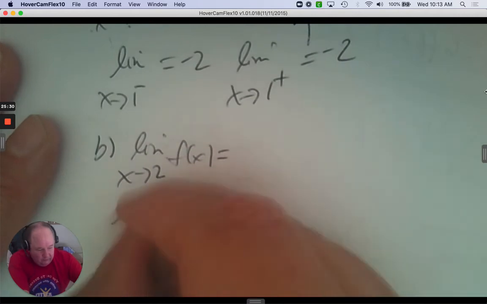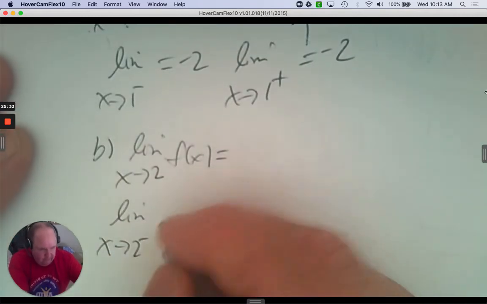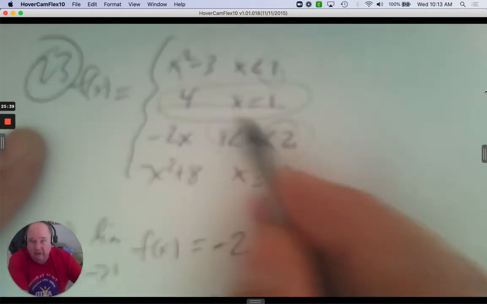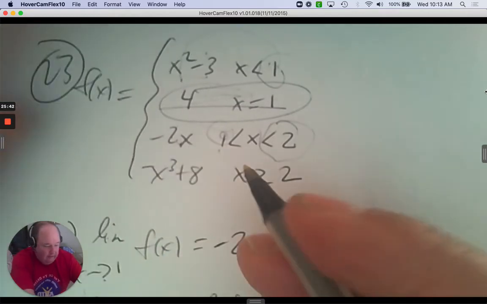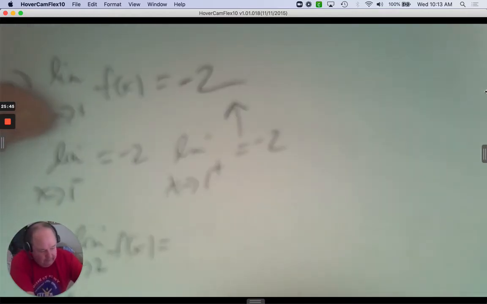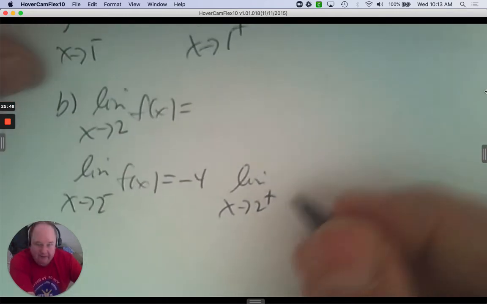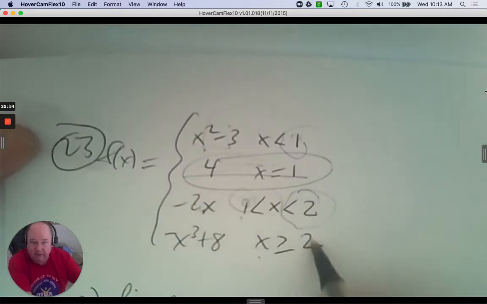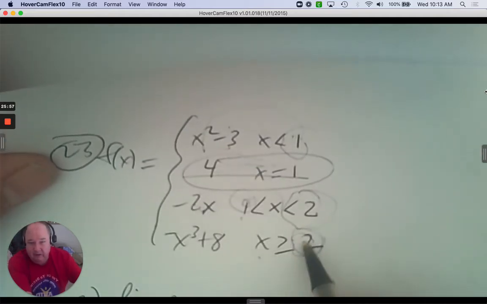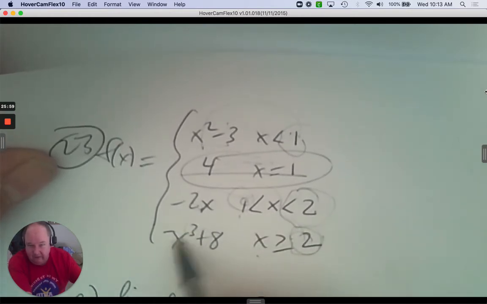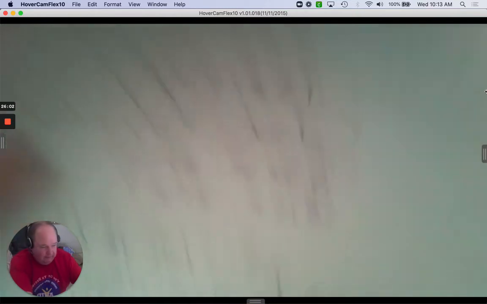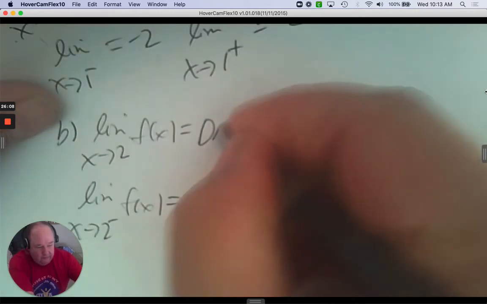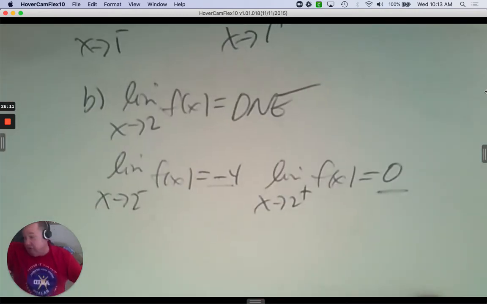So for this limit to exist, we have to look at the limit from the left. What's the left for 2? That's this piece right here. This is the left. So plug in 2. Negative 2 times 2 is negative 4. Now plug in the limit as it approaches from the right side. Where do I substitute in for the right side? That's here, the bottom piece. So plug 2 in. Now 2 cubed is 8, so it's negative 8 plus 8. That would be 0. So does the left side agree with the right side? No, so this limit does not exist. And you show your work to know why it doesn't exist.